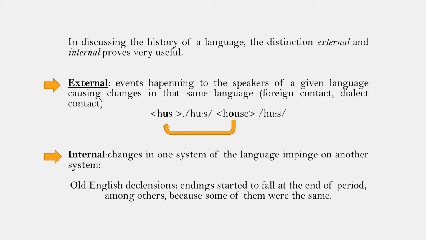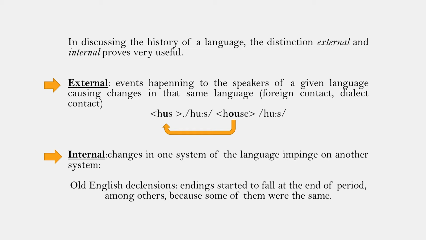In discussing the history of the language, we have another distinction that proves very useful, and this is the distinction between external causes for a change and internal causes. In the case of external causes, we may refer to events happening to the speakers of a given language causing changes in that same language, like for example the one you see in the slide.